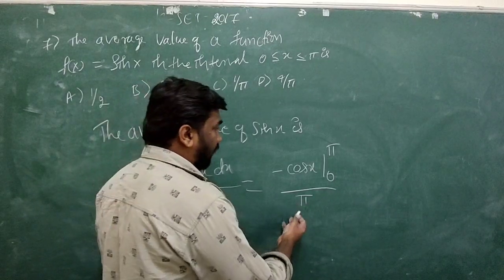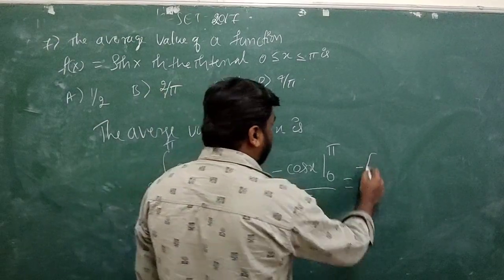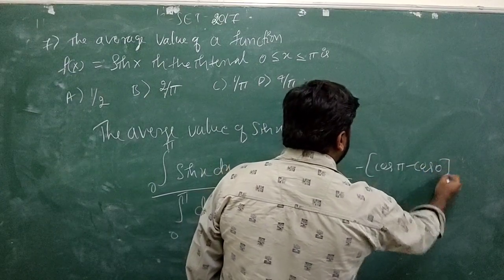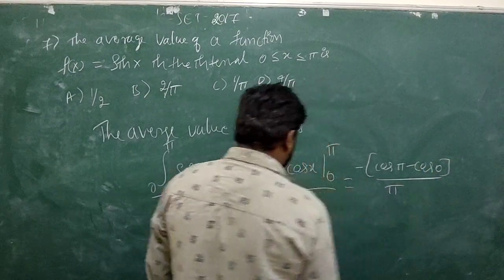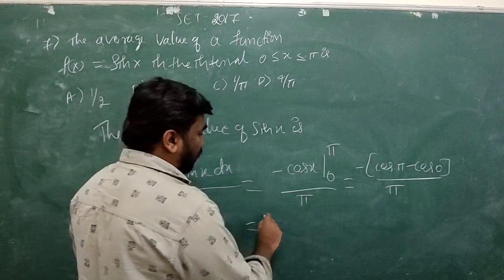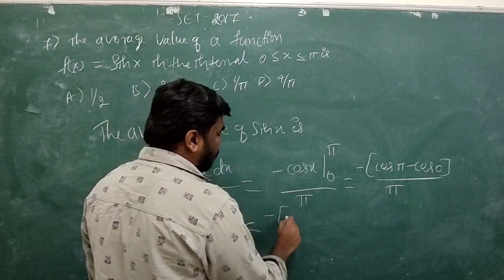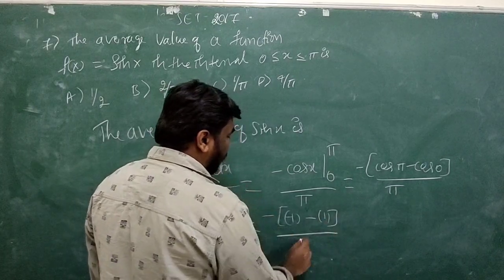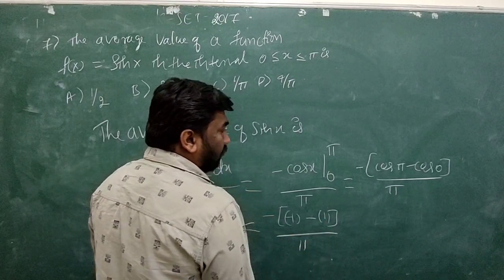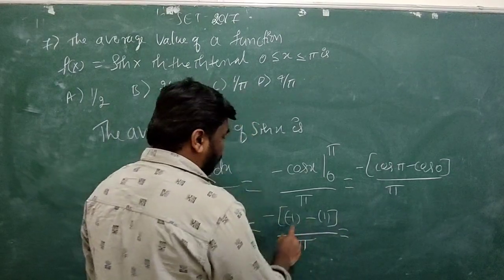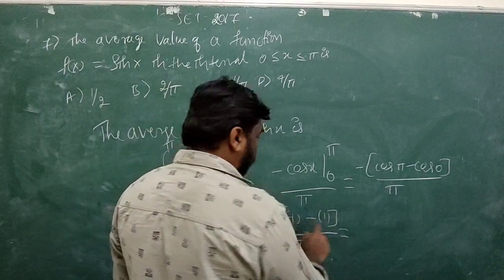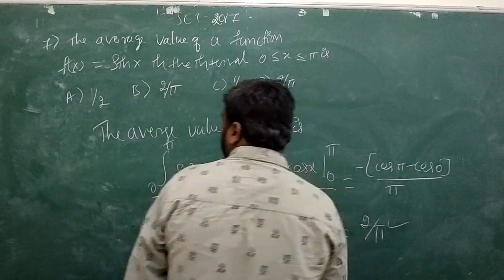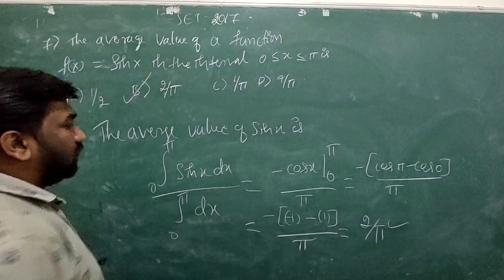I can write that as a pi, which is equal to minus of cos pi minus cos 0 divided by pi, which is equal to minus of cos pi is minus 1 minus cos 0 is 1 divided by pi. So minus 2, minus into minus, plus 2 by pi. So 2 by pi is the correct answer.